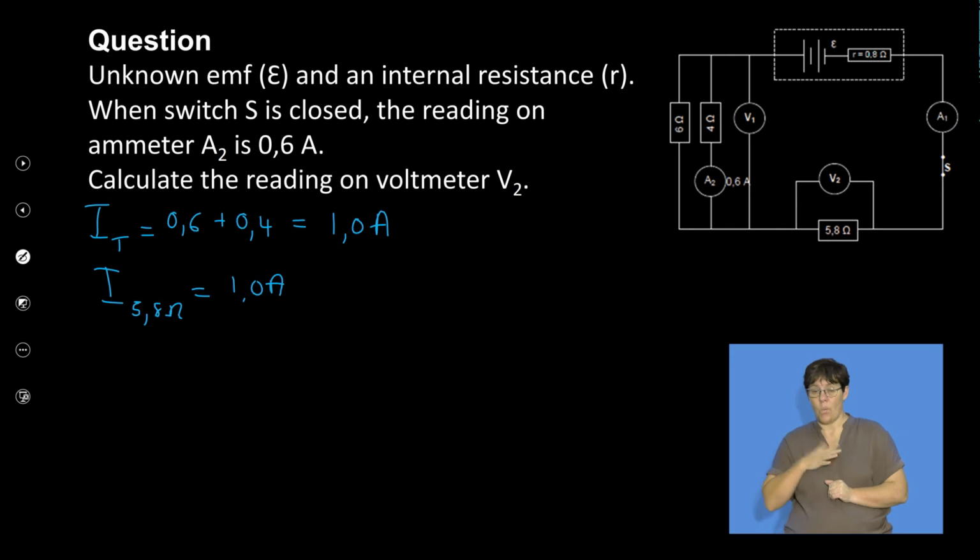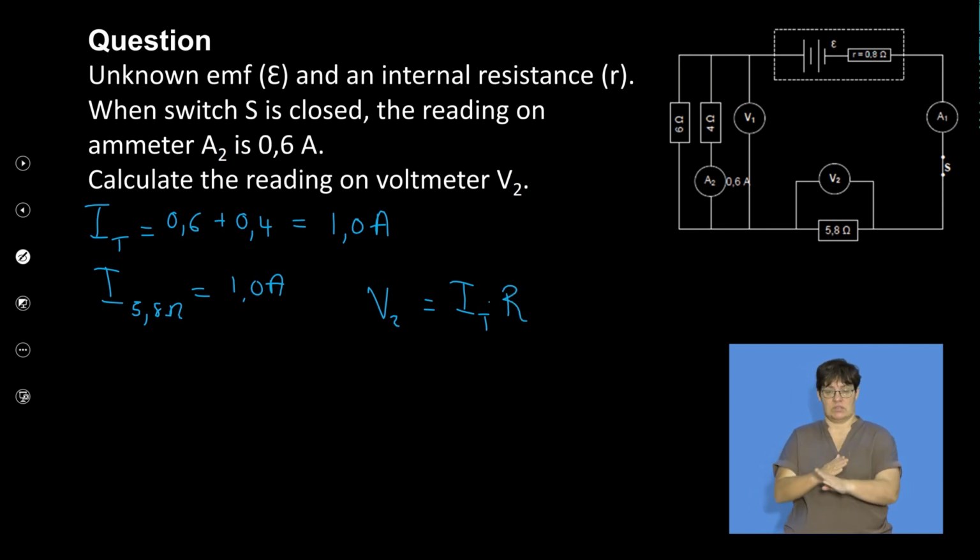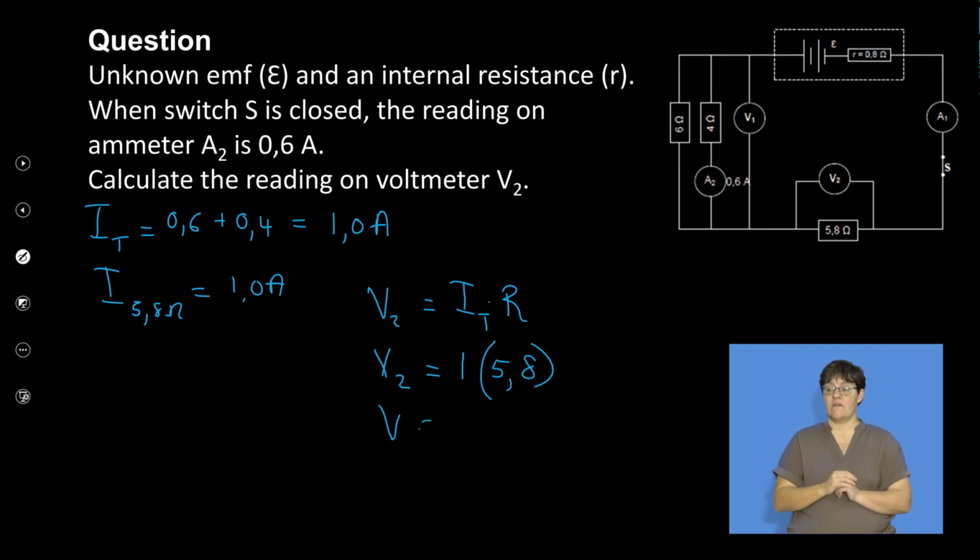Now the question wants us to determine V2, right? If we have an idea of how much current passes through that, we can say V2 is equal to the main current in the circuit, because the 5.8 is in series with the battery, multiplied by its own resistance. It will give us the magnitude of V2. So V2 is equal to 1 multiplied by 5.8. Right, so V2 is equal to 5.8 volts.